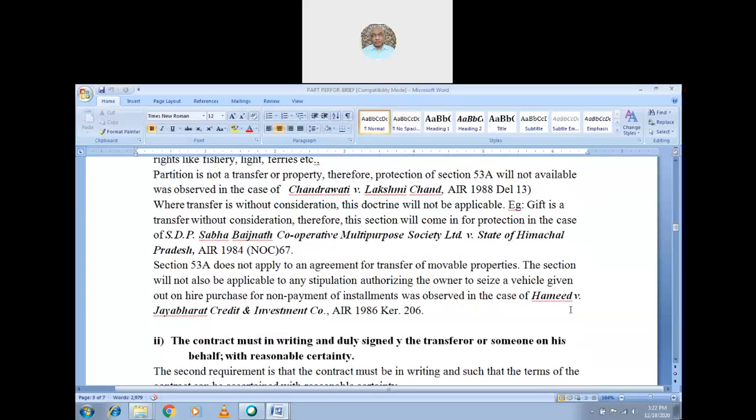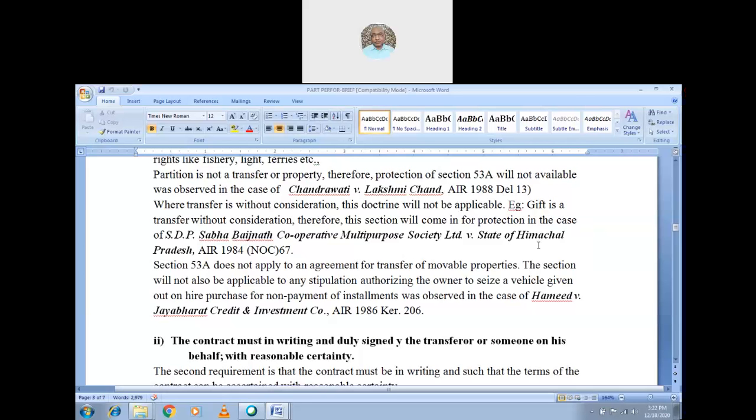Now we will see another case, Sabha Baijnath Cooperative Multi-Purpose Society Limited versus State of Himachal Pradesh, AIR 1984, NOC 67. Do you know what NOC is? Can anybody say what NOC 67 is? If you don't know, say pass. Note on case. Note on case means only a brief note is given there; the full case law is not given. That is why we say note on case.